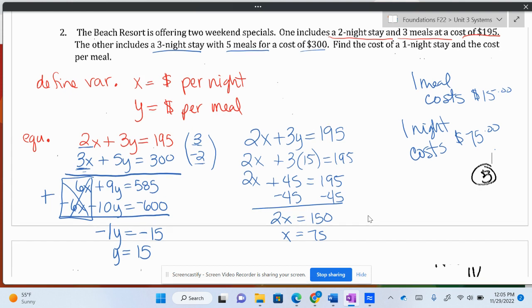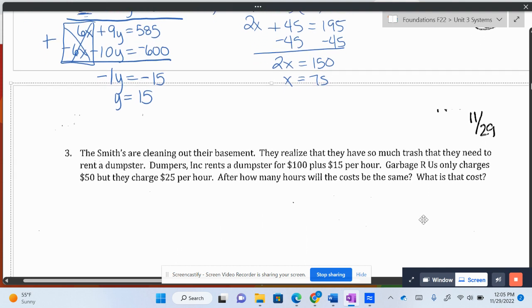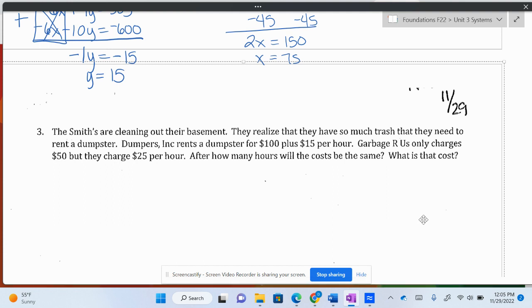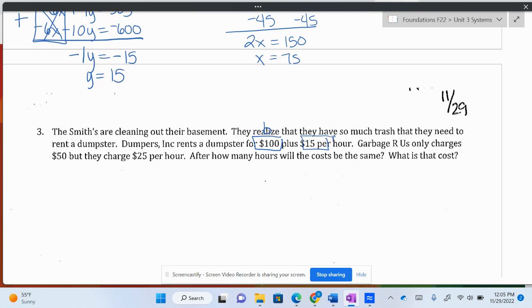You're welcome. Okay. The Smiths are cleaning out their basement. They realize that they have so much trash, they need to rent a dumpster. Dumpster Incorporated rents dumpsters for $100. That's my initial fee, plus $15 per hour. What does per tell us? It's your slope. So this is my initial fee, which is b, and this is my slope. So these are going to be y equals mx plus b equations.